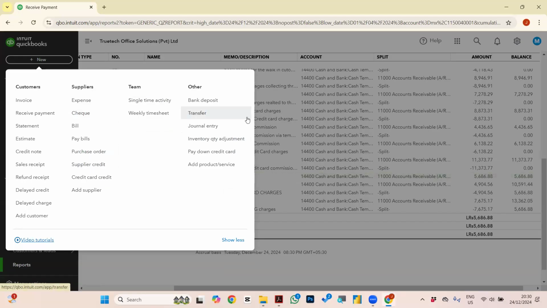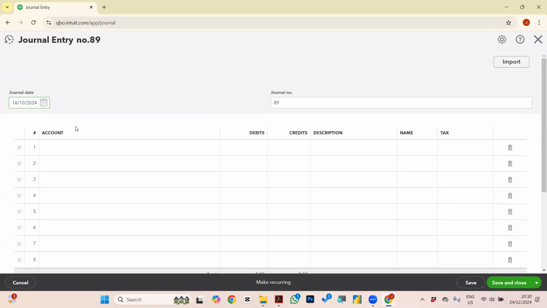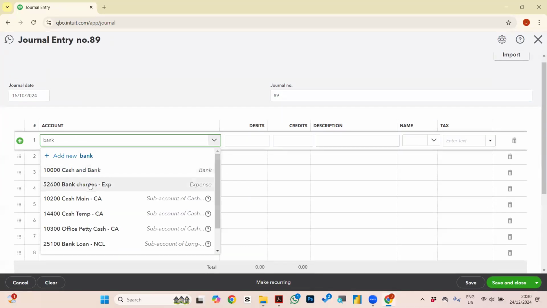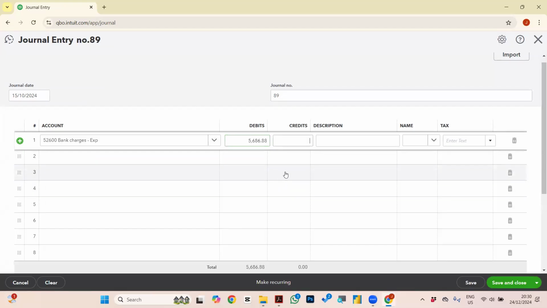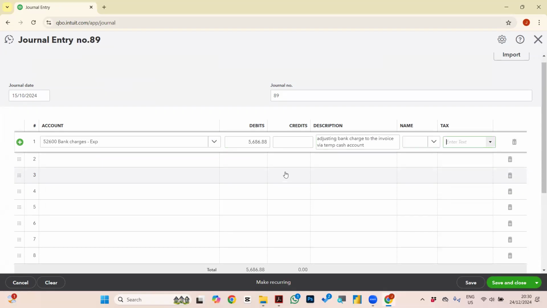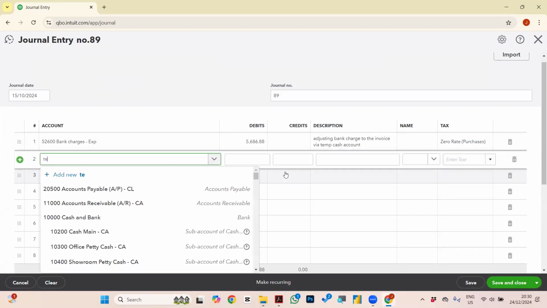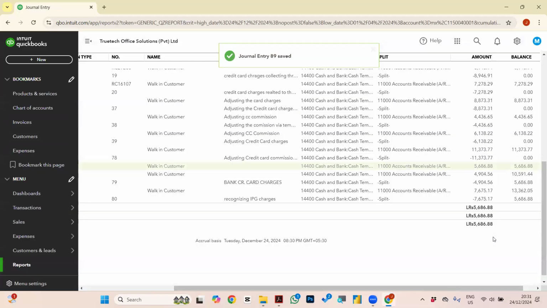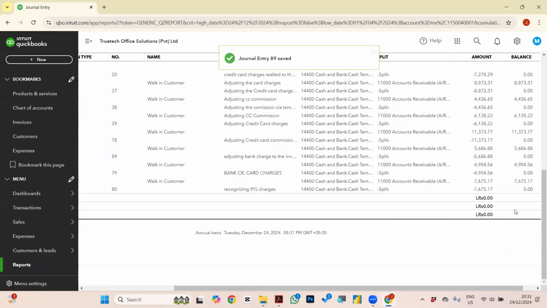Yes, I'm going to go to journal entry. I'm going to say minus 15th. Yes, so bank charges. We missed this transaction. I'm just recording, so this is the amount. Adjusting bank charge to the invoice via temp cash account. Okay, 0. Now I have to reduce the temp cash account. We're only fixing the issues. Save and close. All right, so now the temp cash account is 0.